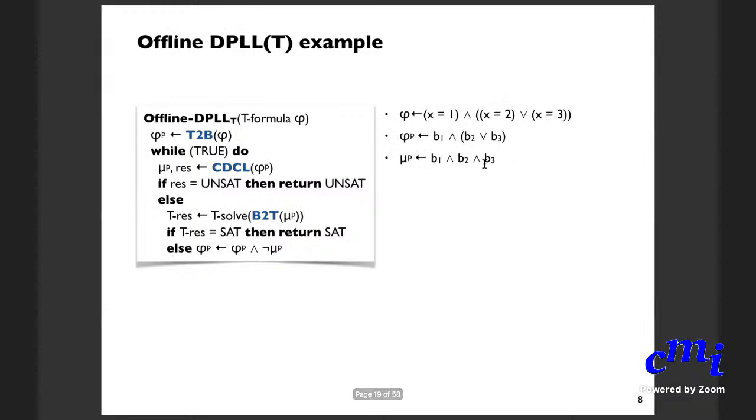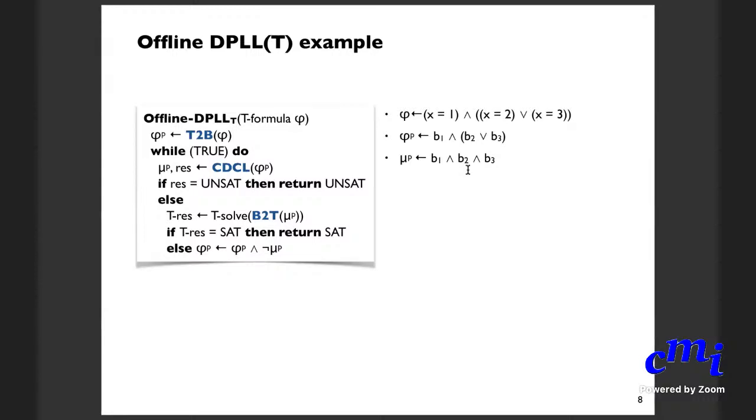Then you get a satisfying assignment. This is a possible satisfying assignment. Then you check if this assignment satisfies the theory semantics. Will it?